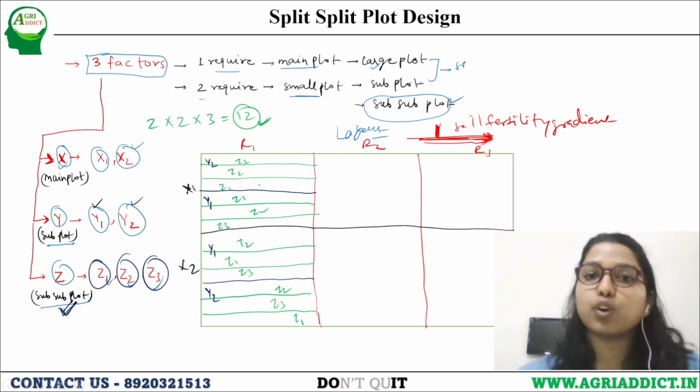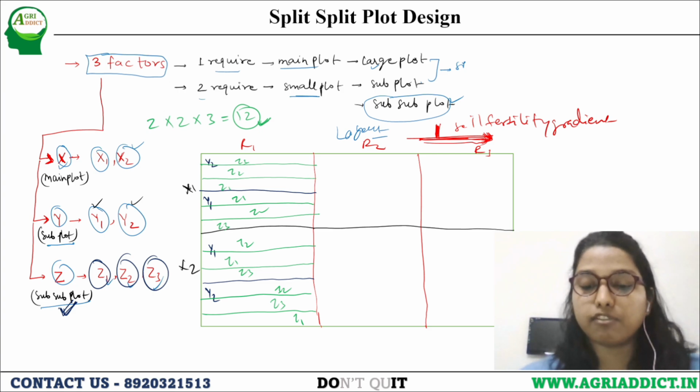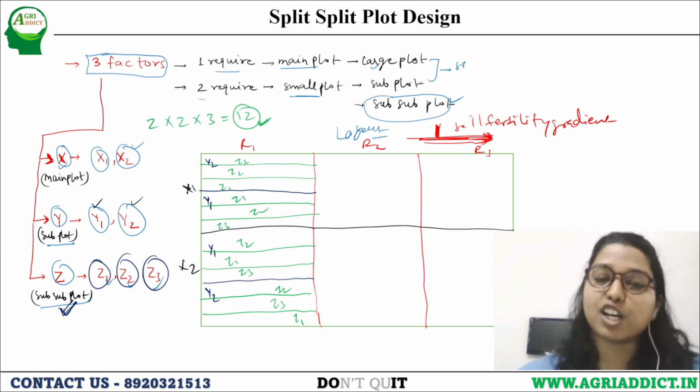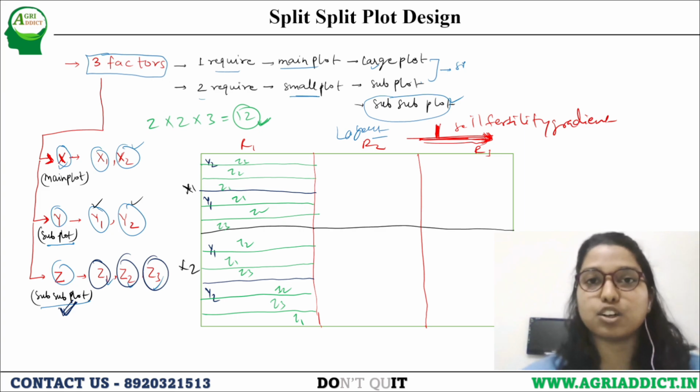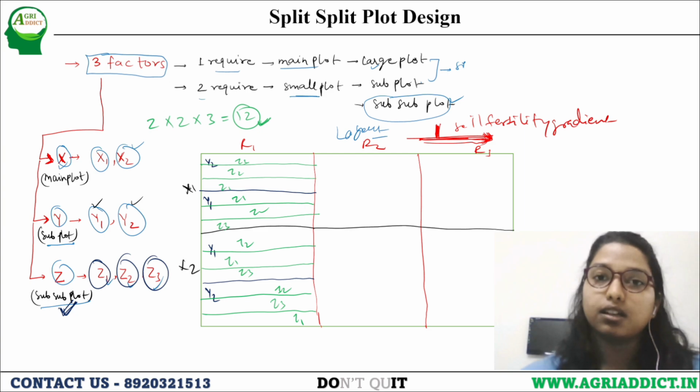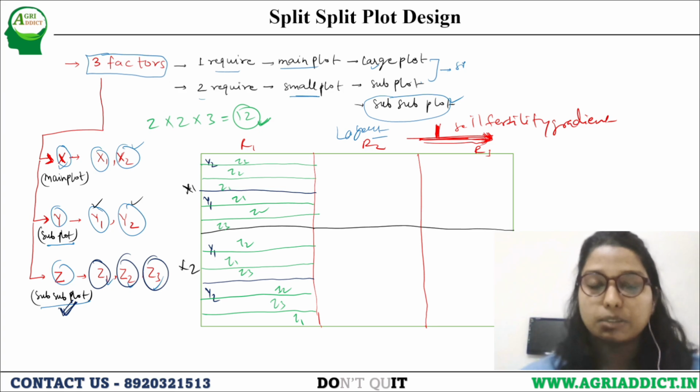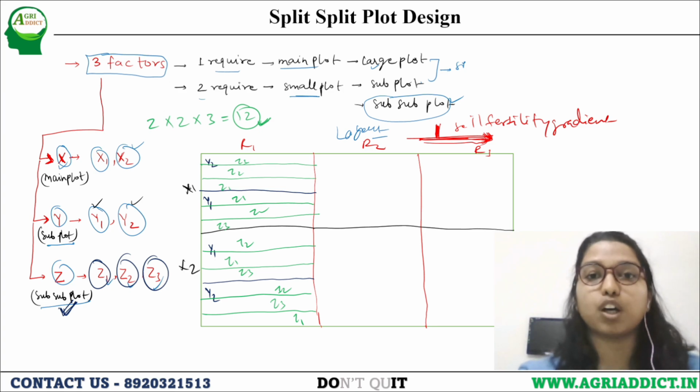This is a basic thing you have to study about this design. You just have to remember that there are 3 factors which we can study in split plot design, in which one will be requiring a large plot, like irrigation or tillage or any factors like that, and 2 will be requiring small plots. And we have to arrange it in that subplot, and subplot factors will be arranged in the large plot only, that is main plot only. I hope you got the point.